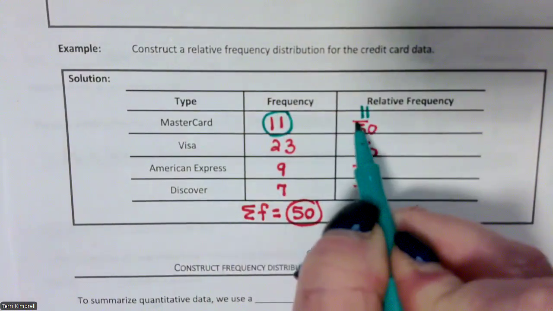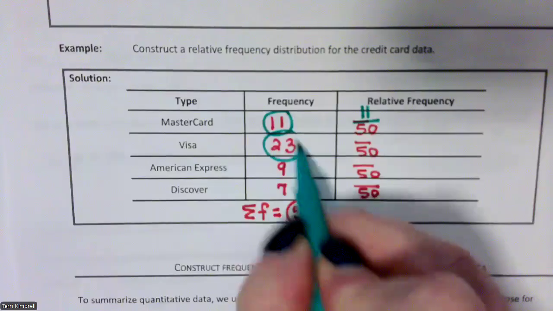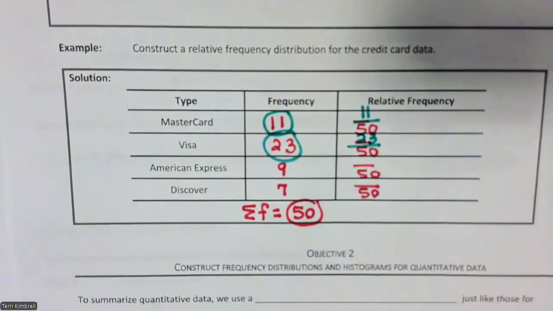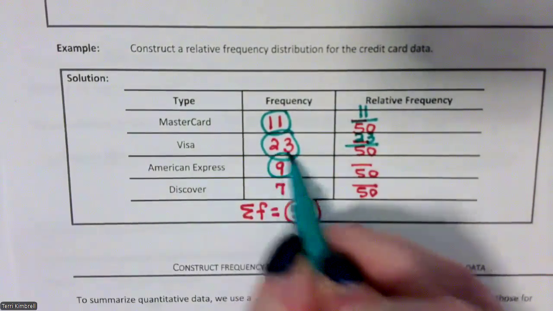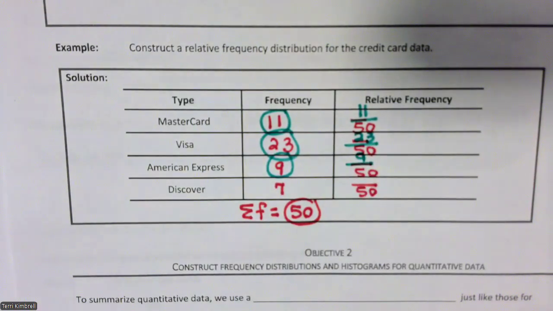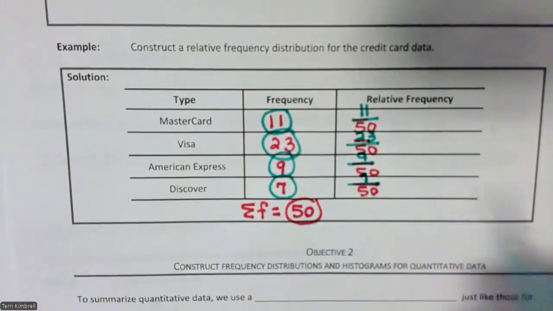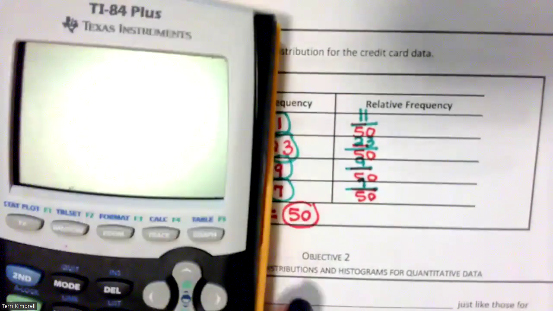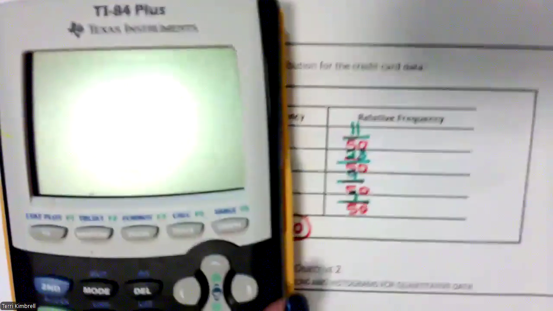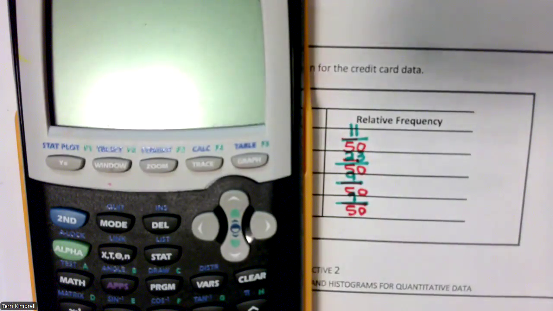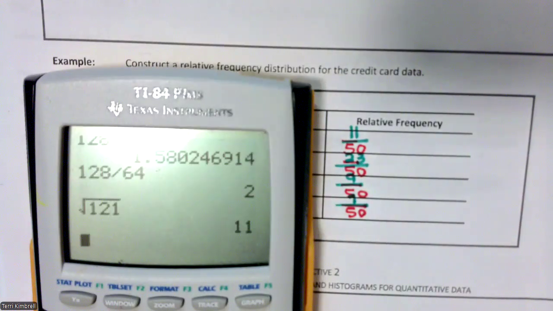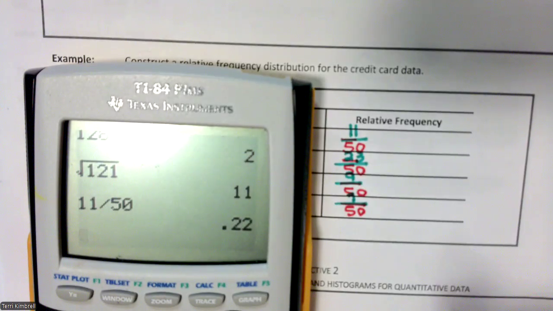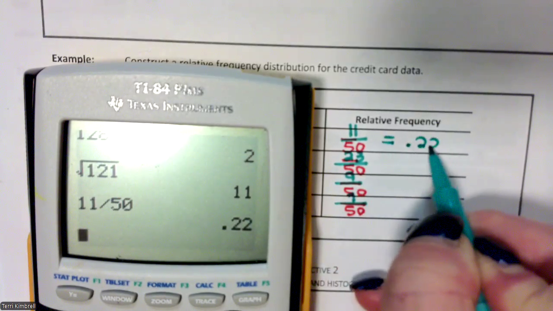So that's 11 out of 50. This one's 23 out of 50. 9 out of 50. And 7 out of 50. Now, what we're going to do is divide this to come up with a decimal. So we're going to take 11 and divide it by 50. That's going to be 0.22.